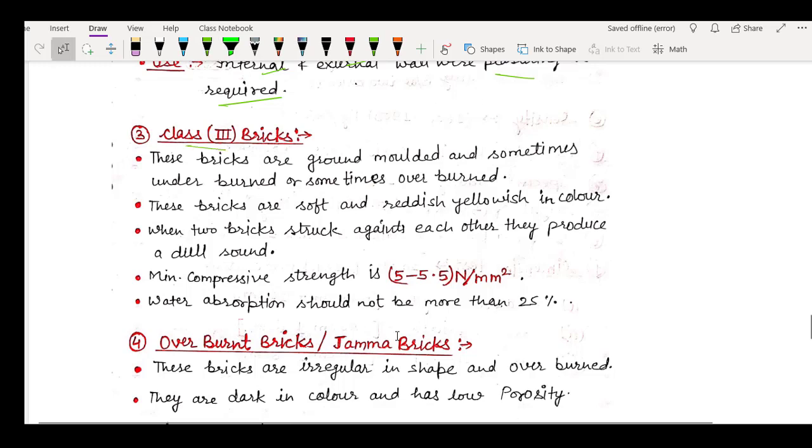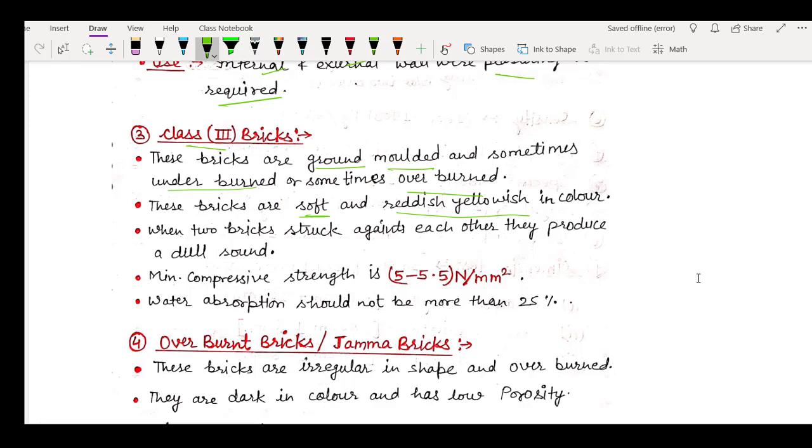These bricks are ground molded. Okay, it is molded by hand and sometimes underburnt and sometimes overburnt. So both underburnt and overburnt bricks can come in the class 3 bricks category. These bricks are soft and reddish yellowish in color. So the color defines its quality. If the brick is cherry red, then it is a first class brick, and if it is reddish yellowish in color, it will show a class 3 brick.